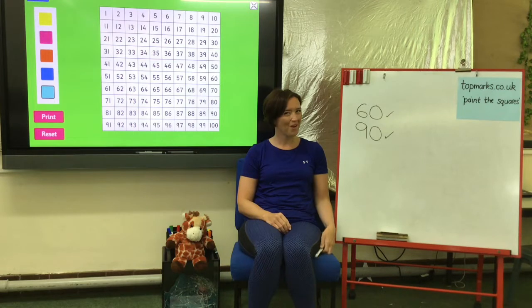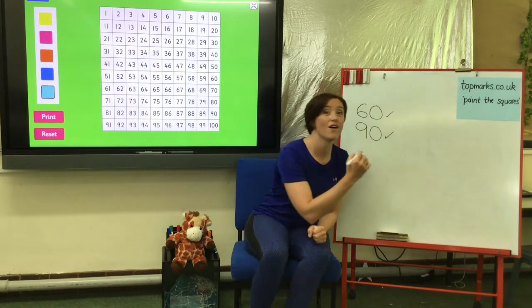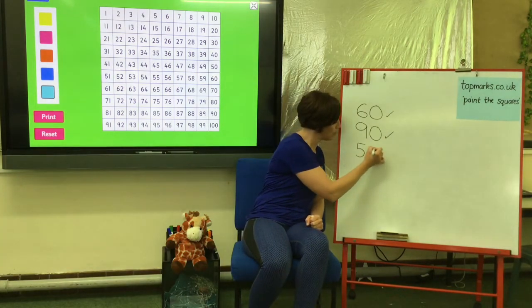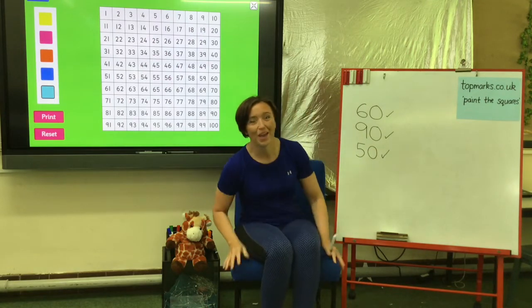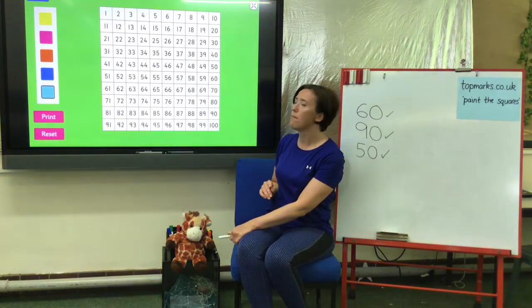Does anybody know where I got to? Okay, you've got your answer written down? It was 50. Well done. I counted backwards to 50. Super job. Okay, let's have a go from a different number.